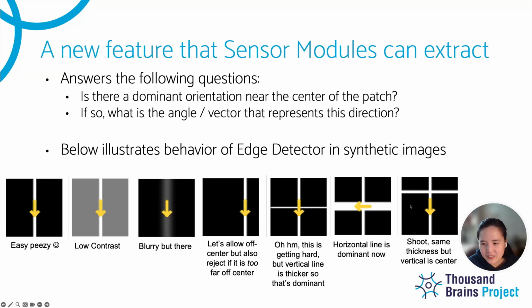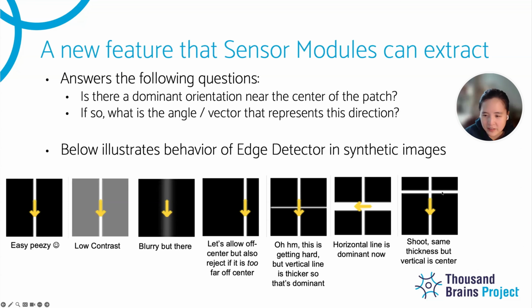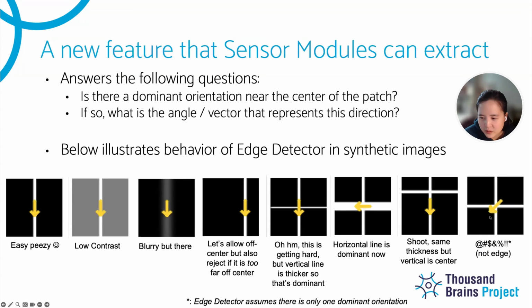The point is that we consider a lot of different cases to think about how we want the edge detector to behave. In this case, we have two lines technically, but the vertical is the dominant one because it's closer to the center. And this one, the yellow line, is a mistake. There shouldn't be any edge detected. There can be cases where we have multiple dominant orientations, and we should be rejecting them, as in we'll just say there's nothing detected.